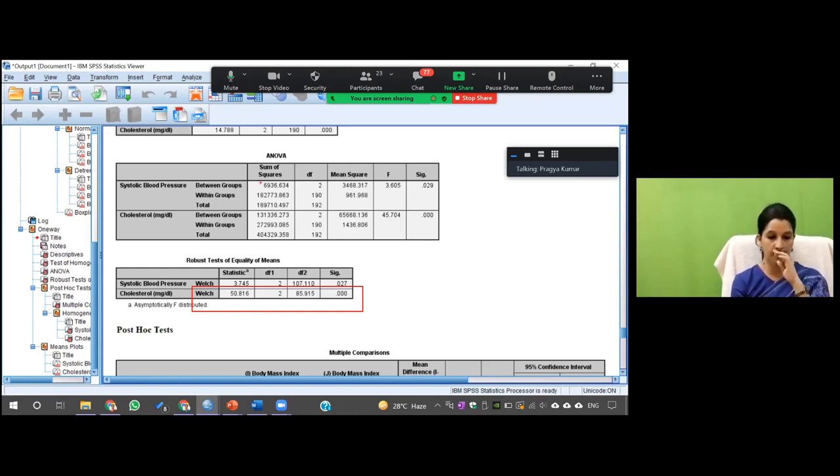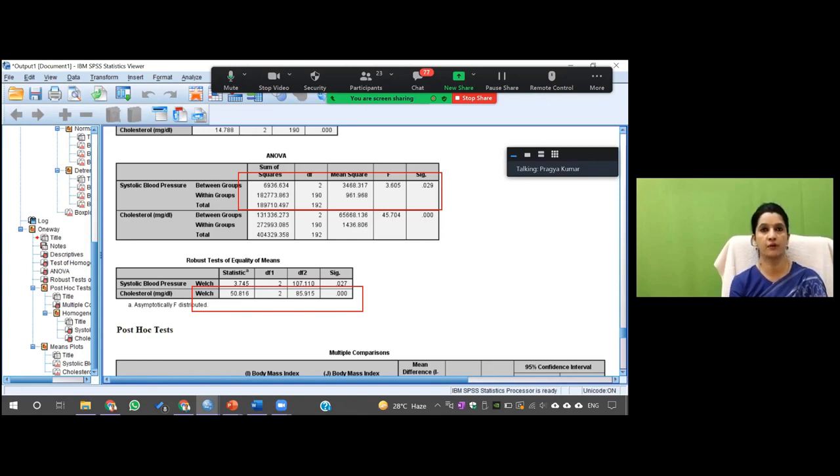Similarly, for the systolic blood pressure, since equality of variances was assumed, I'll take this value to report my result because this is the standard ANOVA value. So is it clear to everyone why we are taking the standard ANOVA for systolic blood pressure and Welch ANOVA for this cholesterol value? Is it clear to everyone?